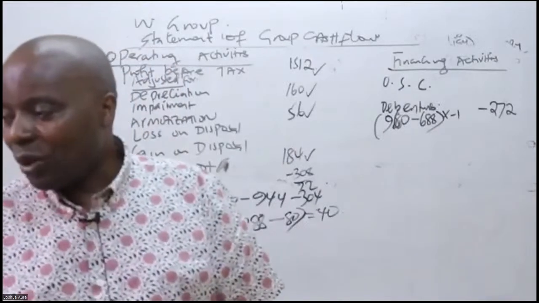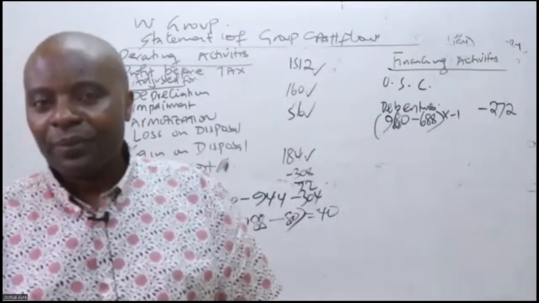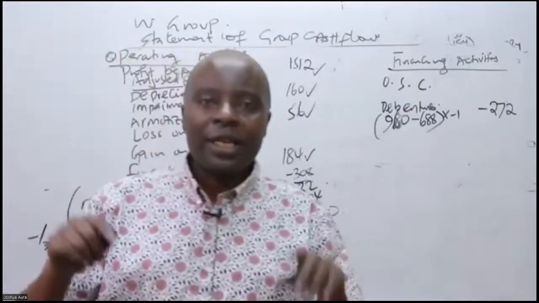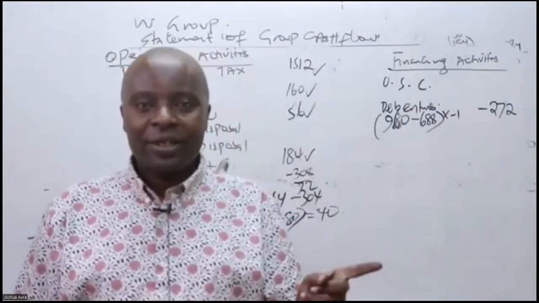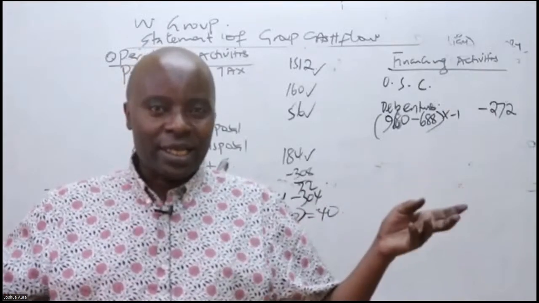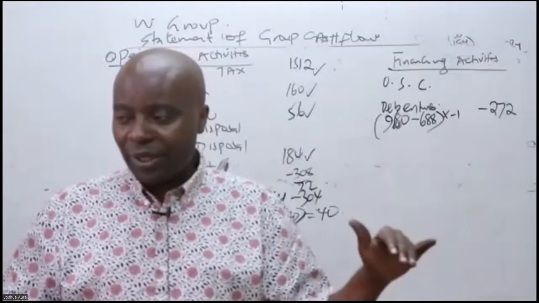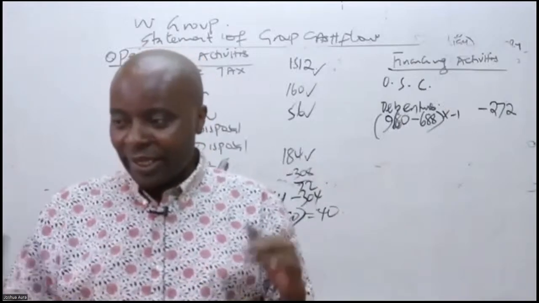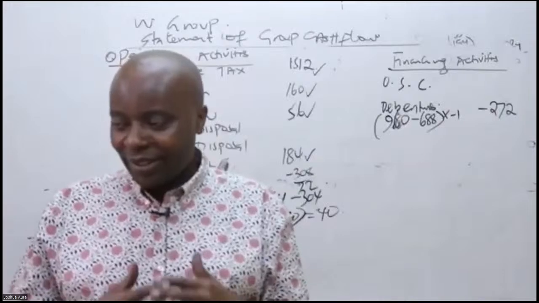Ordinary share capital. What have we said about ordinary share capital? You can see the beginning is 800, the end is 800. So nothing really changed there. 800, 800.